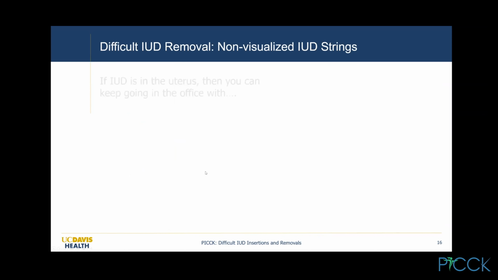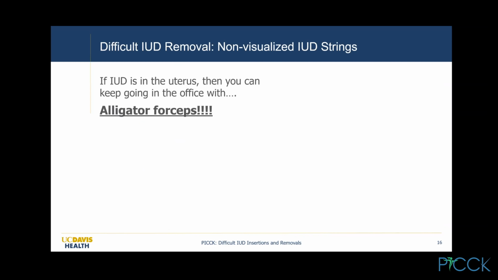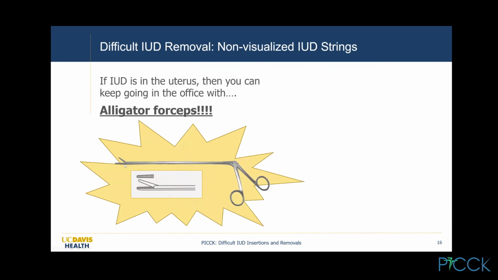Now, if you know that the IUD is in the uterus, you can keep going in the office. And what you want to use is something called an alligator forceps, which is my favorite instrument in the office. It looks like this, has these little tiny jaws here.